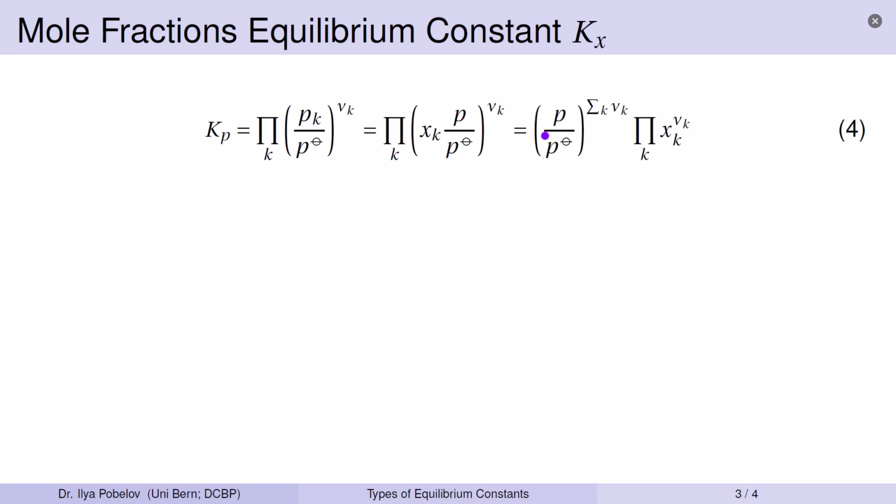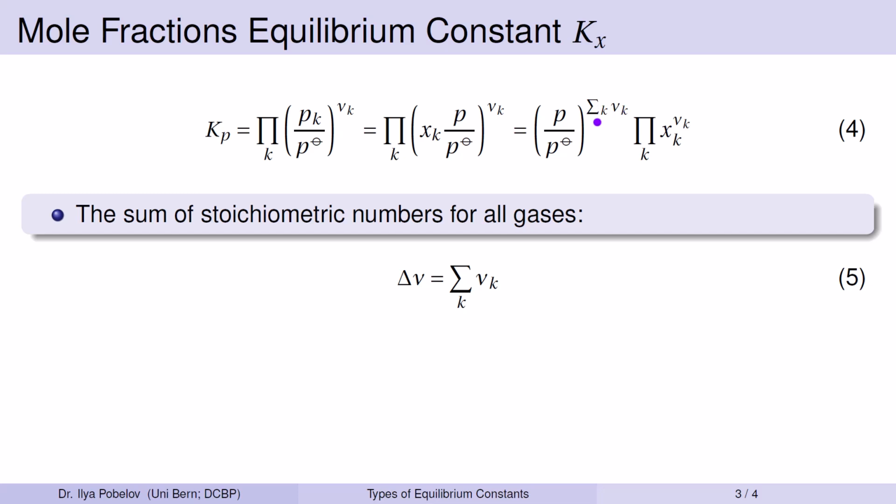By doing so, we can factor out the pressure terms. This term incorporates the summed stoichiometric numbers for all gases. We will denote it as delta nu. Essentially, delta nu signifies the difference in stoichiometric coefficients between gaseous products and reactants.